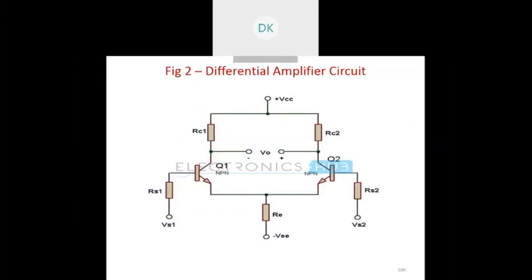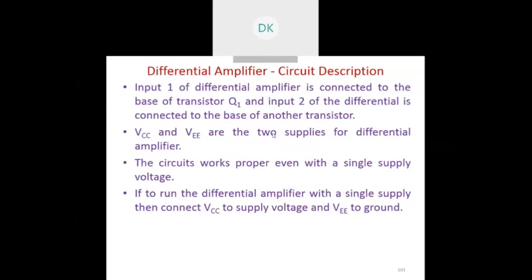So far we have seen four topics under unit number 3. The first is oscillator. The second is current mirror. The third is differential amplifier. The fourth is introduction to operational amplifier. So this video concludes unit number 3 under analog electronics.